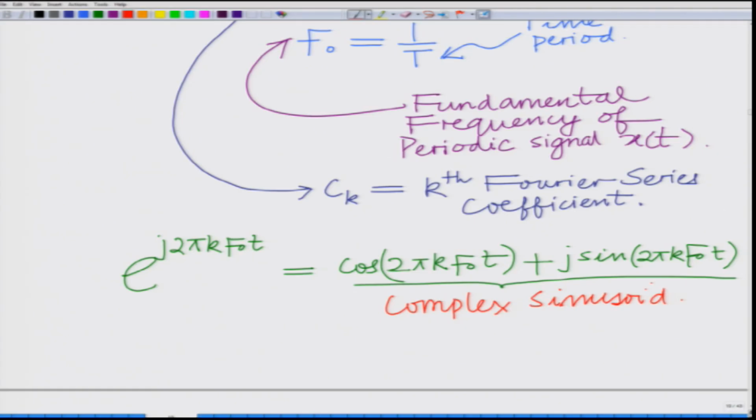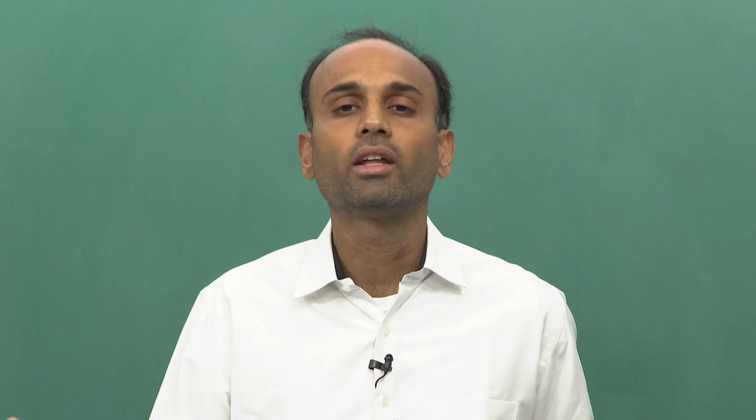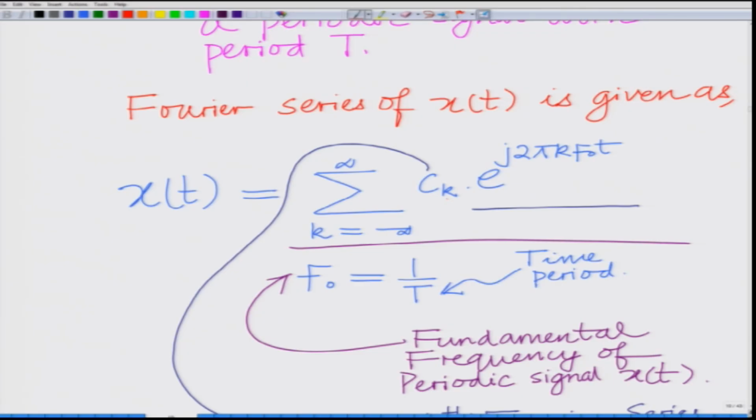Correct. Remember, we said cosines and sines are sinusoids. So, cosine 2 pi k f naught t plus j sin 2 pi k f naught t is a complex sinusoid. What we are saying is, the summation of c k e to the power of j 2 pi k f naught t is basically nothing but a linear combination of sinusoids at the fundamental frequency f naught and multiples k f naught of the fundamental frequency.